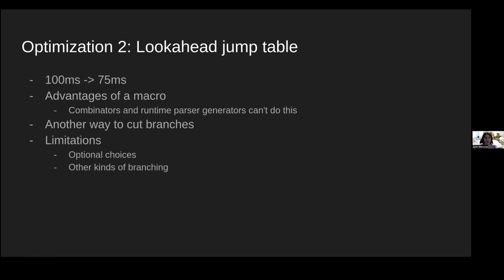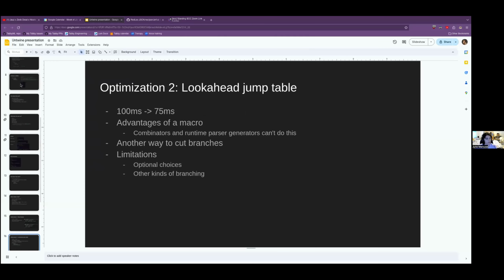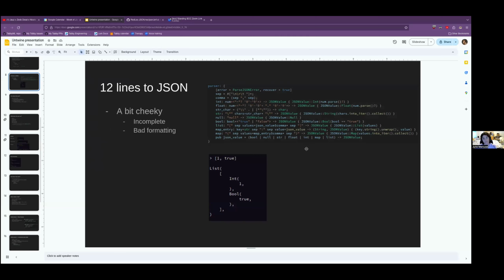The second optimization I made is the most complicated one, or at least was the most complicated to implement. It's fairly simple to understand conceptually. It took us down from 100 to 75 milliseconds, around a quarter reduction in runtime, and it takes advantage of things that only a macro could really do, by having compile time insight into the structure that you give it. And it's just another way to cut branches. So I'm going to go back to the JSON parser that I showed you before, just to give a quick example.